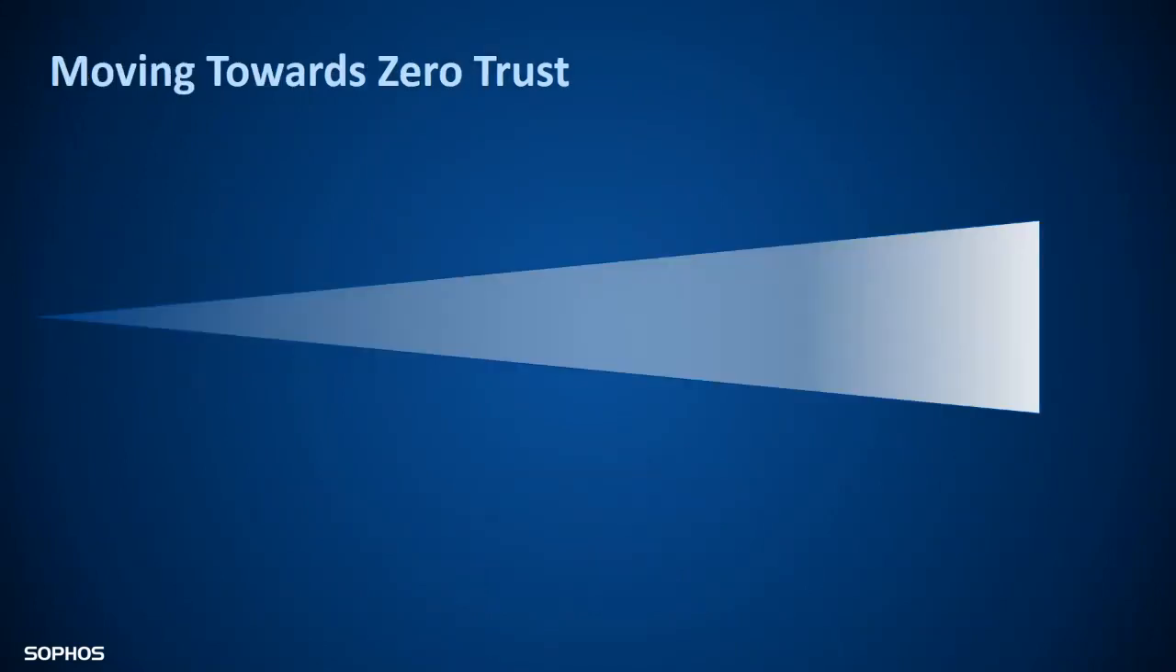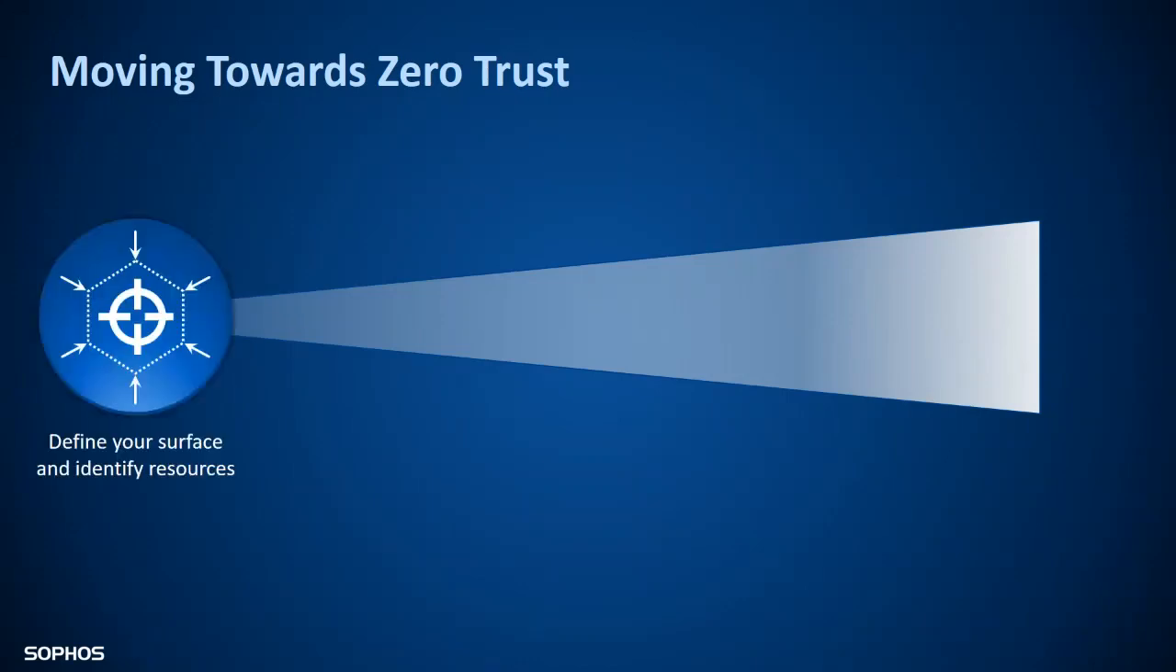Okay, we're going to build a roadmap here. So this is the 5-step process to how to move towards zero trust. Here's step 1. Step 1 is define our surface and identify resources.